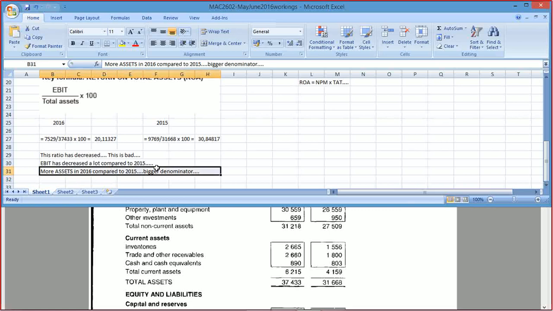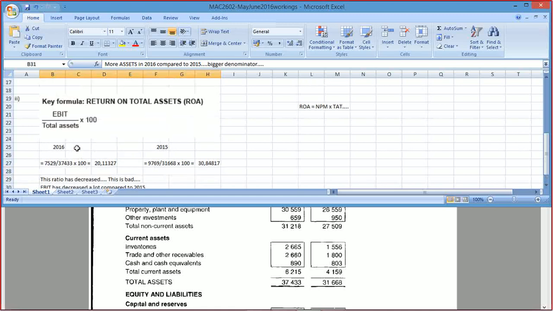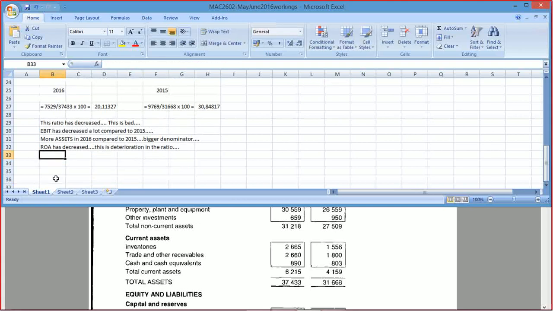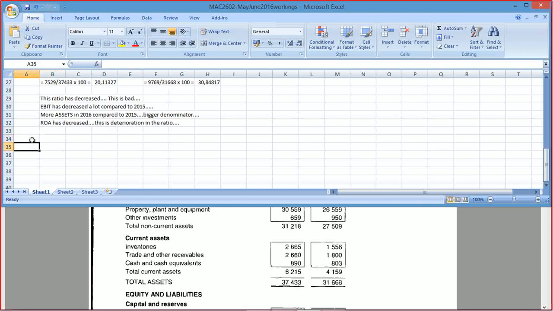Because you've increased your assets. That's a good thing. There's nothing wrong with increasing assets. But remember, we're not looking at liquidity or solvency. We're looking at return on assets. So if we're just focusing on the return on assets, the ROA has decreased. This is a deterioration from last year. Makes sense? Yes, sir. Okay.